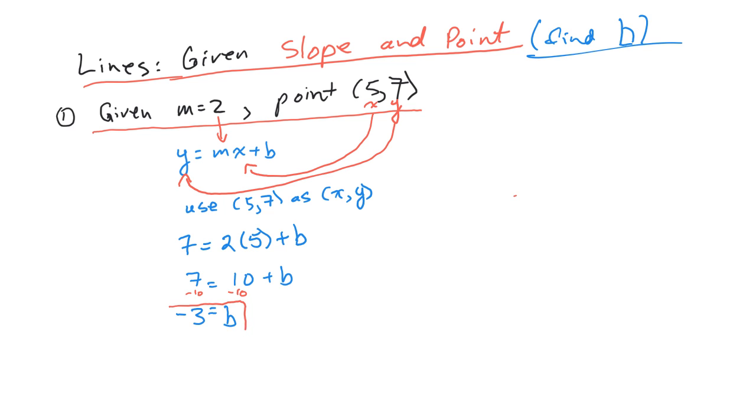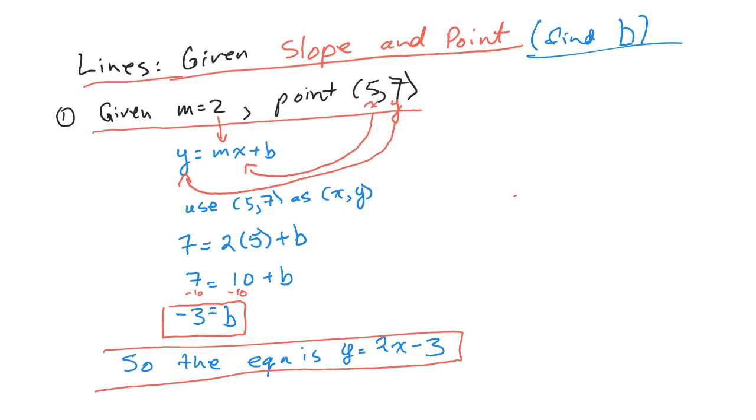And then you say the equation is, ready, y is equal to 2x minus 3. And we're done. So the key idea is you're finding the b value for y is equal to mx plus b, this thing here. Okay?